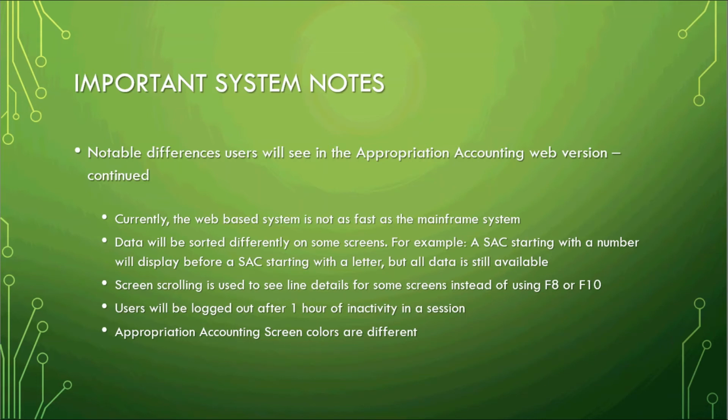To avoid issues, especially when paging through multiple pages of data on inquiry screens, please do not hit the function keys too quickly. Sort orders. Because the new appropriation accounting system references an SQL database instead of the mainframe super database, some of the results that are returned are displayed in a different order. For example, you will now see results starting with numbers returned before alphabetical characters. So you will see 01 before you see A1 as an example. All of the same data can be found, but may be displayed on a different page.